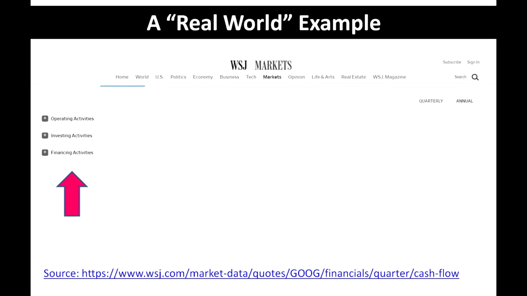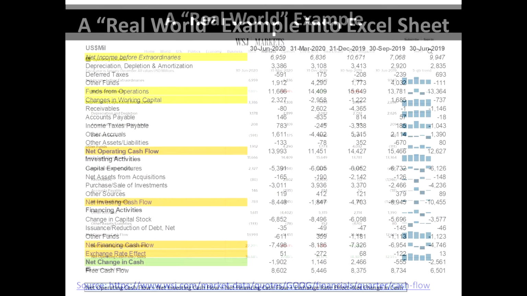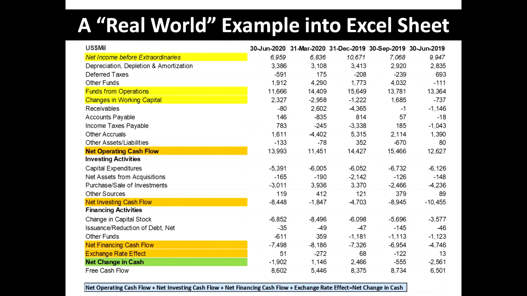Now we shall go to the Wall Street Journal to look at Google's cash flow statement. If all the lines are collapsed down to the three main categories of cash flow, this is what we will see. And here's where we expand the categories and choose to look at the quarterly view of the cash flow statement. As usual, I ported the cash flow statement into an Excel sheet to simplify it while retaining all the original numbers.